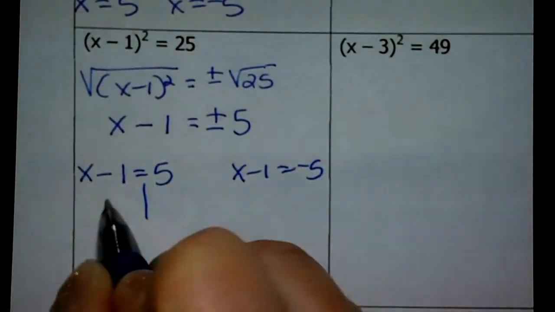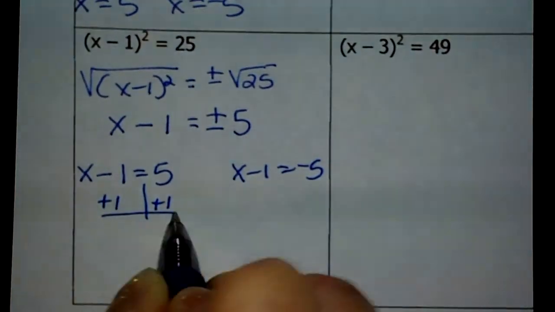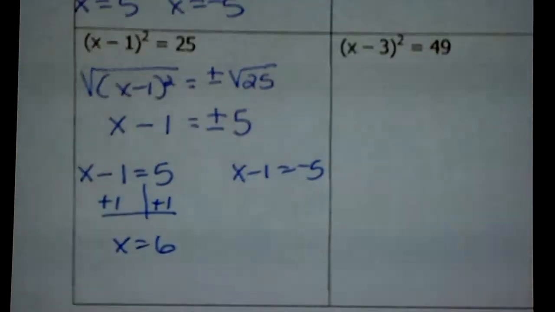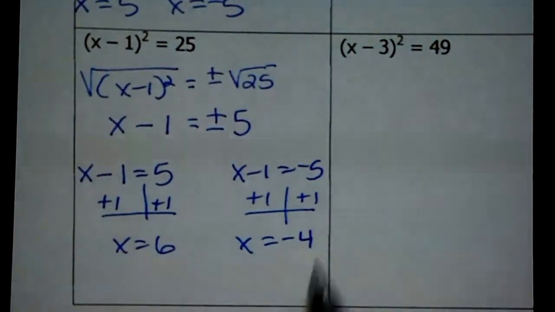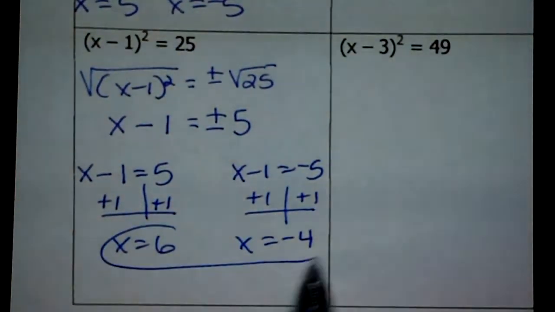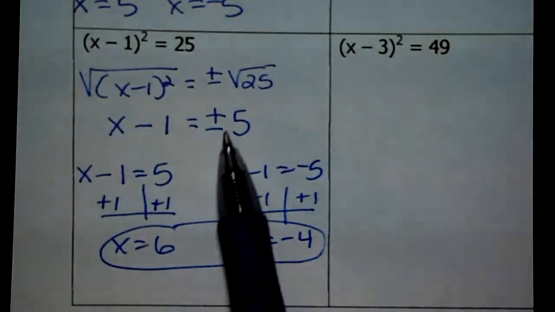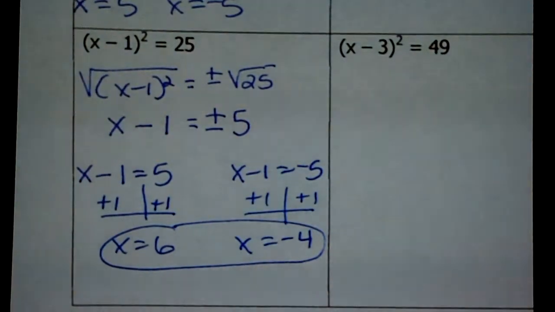These are 1 step equations. So to get rid of subtracting 1, I'd add 1. So x can be 6. And again, add 1. x can be negative 4. So there's my 2 answers. And I knew I was going to get 2 answers because that d was greater than 0.